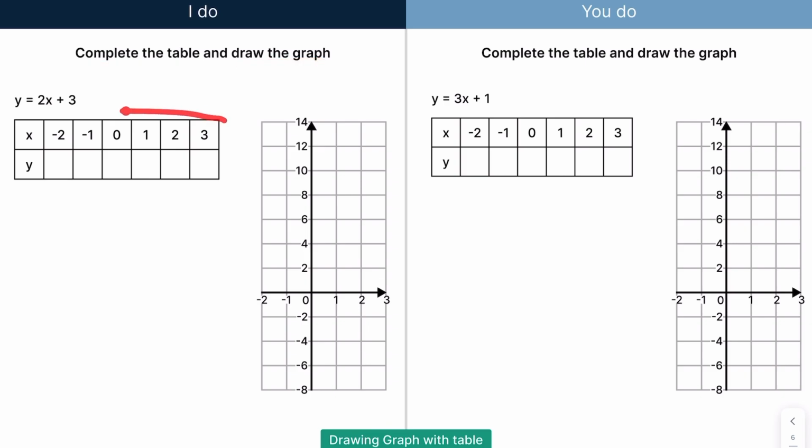So first we're going to complete this table. So what this is saying is when x is minus 2, what is y? So we've been given an equation here. We've been told that x is minus 2. We're going to put that into x. We're going to substitute that into there.